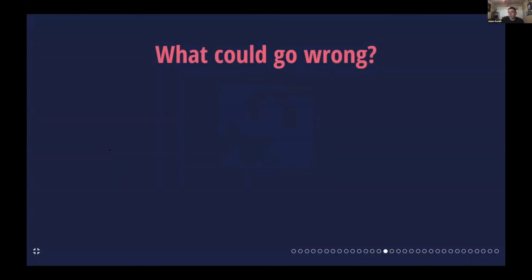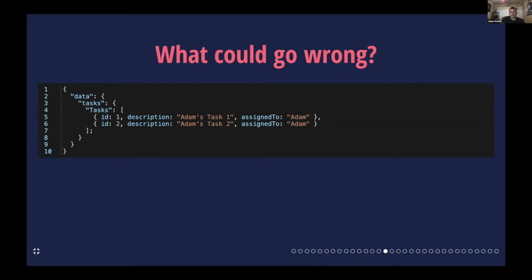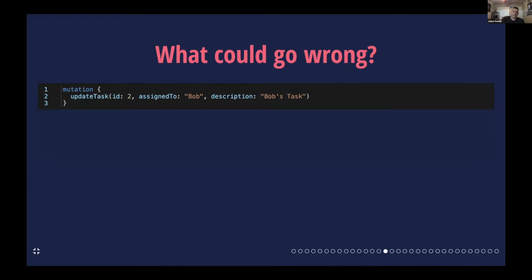But things aren't quite so perfect. Things can go wrong really quickly. Let's abandon the book example and go back to the tried and true to-do list. We've all seen the to-do example bandied about a million times in web dev. Let's say we're building a to-do list. And let's say we run a query and we say, hey, I want to see all of the to-dos that are assigned to Adam. And let's say we get some data back. And we have task number 1 and task number 2, Adam's task 1, Adam's task 2. And let's say we run a mutation and we say, hey, I want to update task number 2.